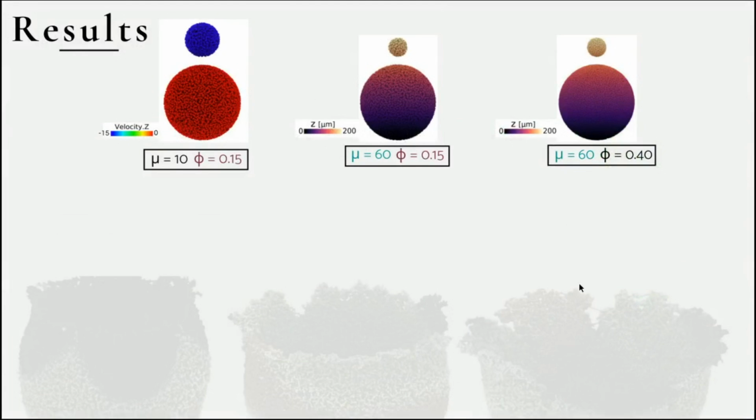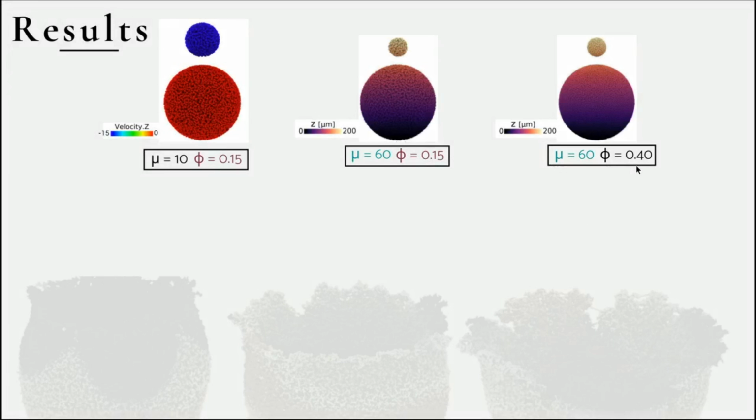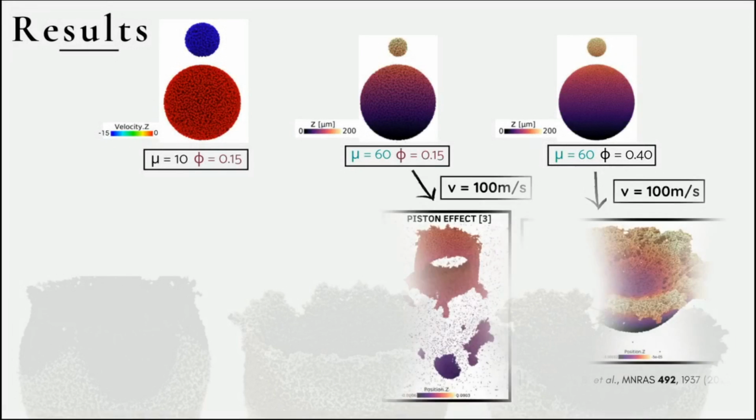Now we are going to summarize the impact of the parameters studied by us. In this first row, I show the initial state. The first two pictures are aggregates with the same filling factor, 0.15, but different mass ratio: the first 10 and the second 60. And these two pictures show aggregates with the same mass ratio, but different filling factor. The last one has 0.40. Now we will evaluate the outcomes.